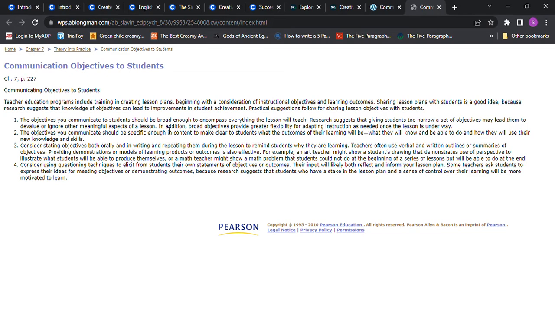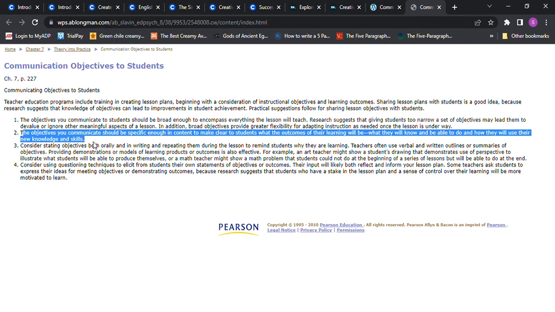The objectives you communicate to students should be broad enough to encompass everything the lesson will teach. Research suggests that giving students too narrow a set of objectives may lead them to devalue or ignore other meaningful aspects of a lesson. In addition, broad objectives provide greater flexibility for adapting instruction as needed once the lesson is underway. The objectives you communicate should be specific enough to make clear to the students what the outcomes of their learning will be, what they will know and be able to do, and how they will use their new knowledge and skills.